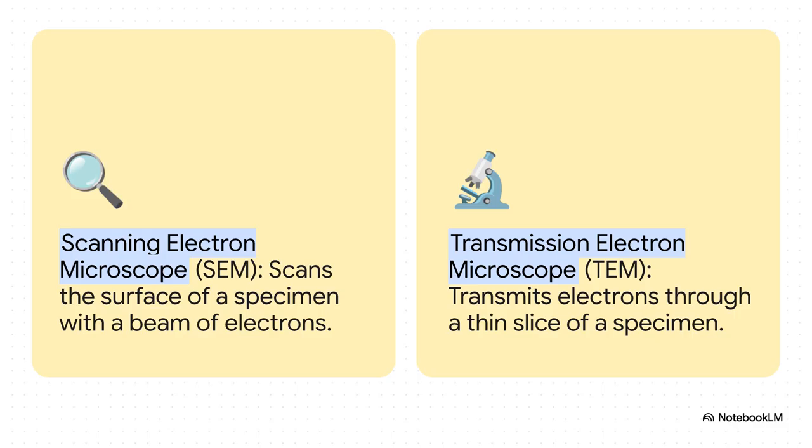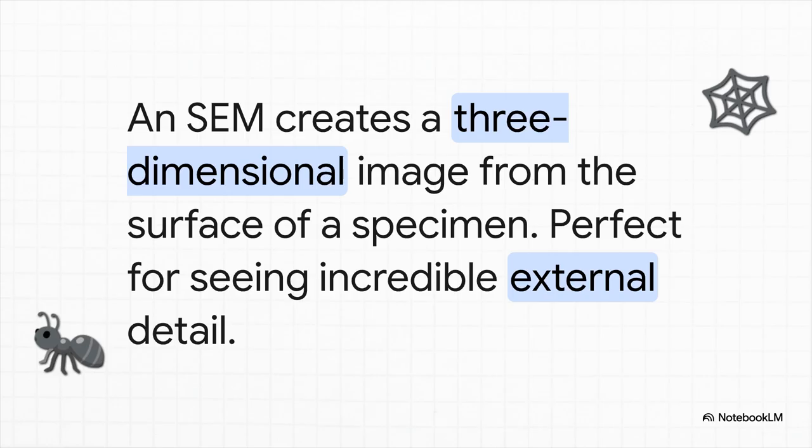So what's the difference between them? The scanning electron microscope, the SEM, is all about the surface. It scans a specimen with a beam of electrons, and then a computer uses that data to build an absolutely beautiful 3-dimensional image. This is how we get those incredible, super detailed pictures of things like an ant's face or the surface of a grain of pollen.